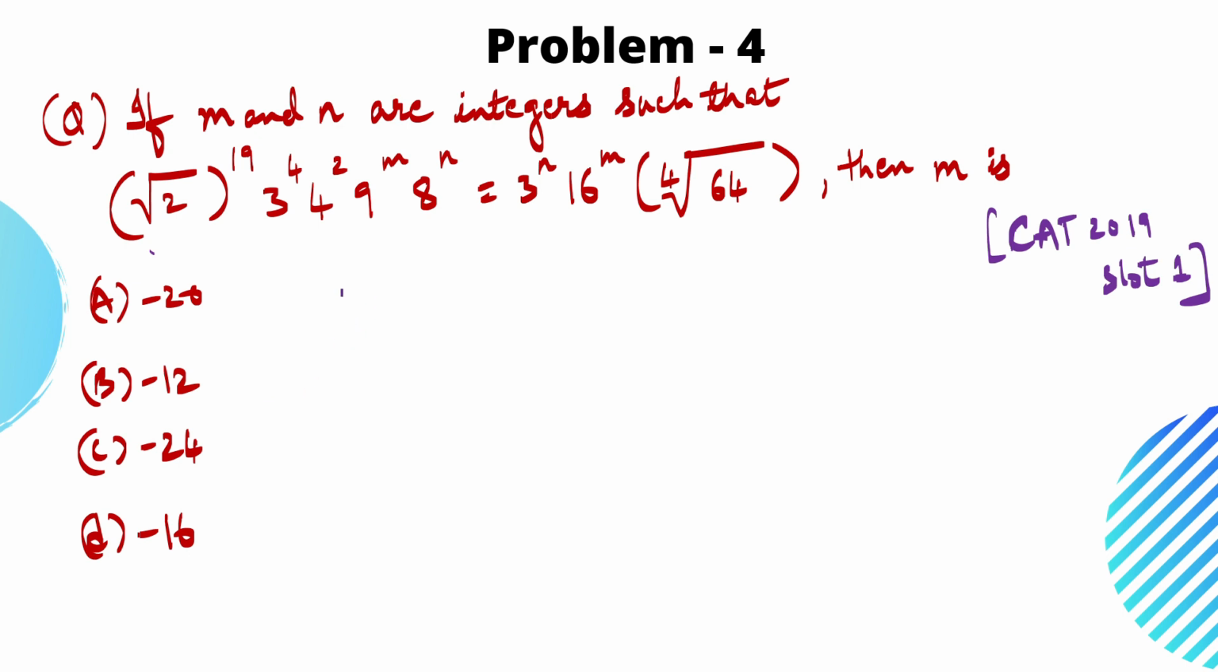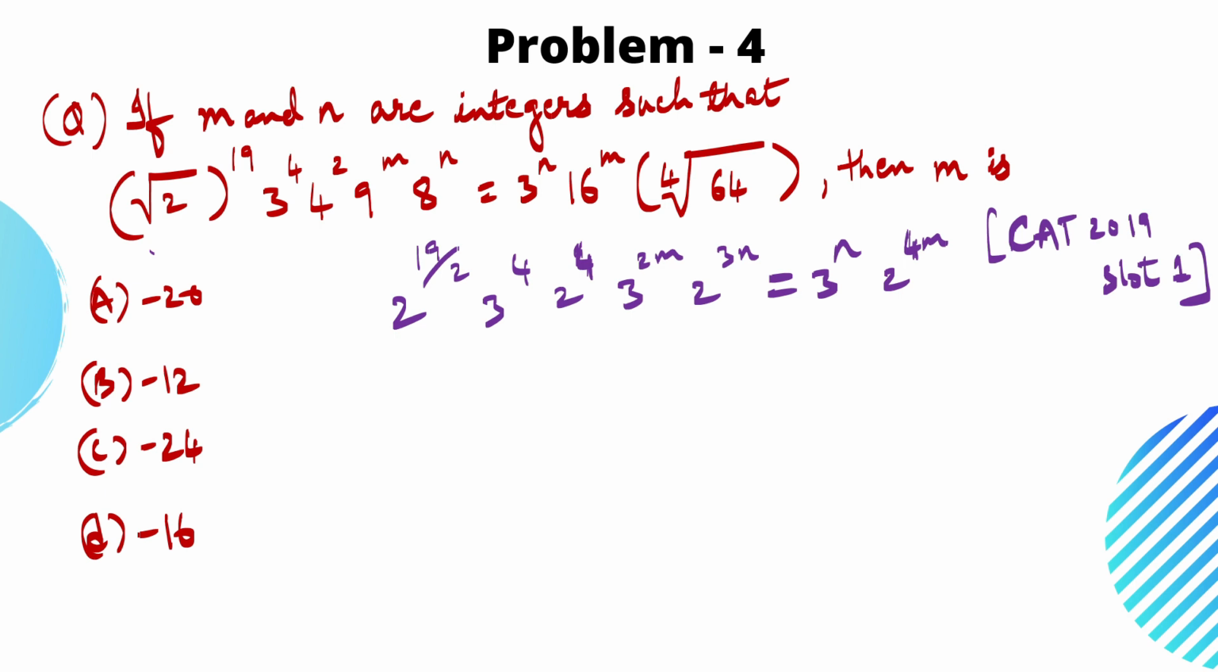Alright, let us take this 2 root 2 whole power 19. We can write it as 2, root 2 can be written as 2 power 1 by 2, so 2 power 1 by 2 into 19, this is equal to 2 power 19 by 2. And 3 power 4, 4 square can be written as 2 power 4, 9 power m is written with the base of 3, so 3 power 2m. 8 power n can be written as 2 power 3n, this is 3 power n, 16 power m can be written as 2 power 4m. So fourth root of 64, this is 64 to the power 1 by 4. Now 64 is 2 power 6, so this is 2 power 6 by 4.